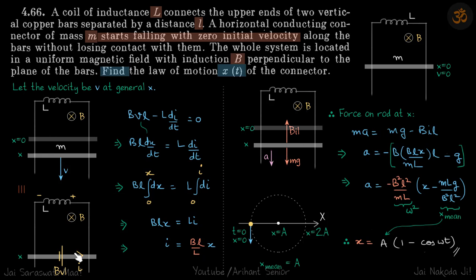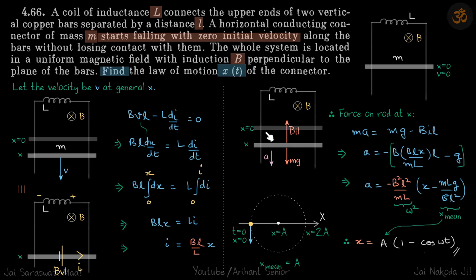Now if that current is flowing towards right, you can see that the force will be upwards, and that will be BIL. I should not say restoring force, I should just say the force because of current will be BIL upwards. And mg is of course downwards. So I'm not saying restoring force because it's starting at the extreme.